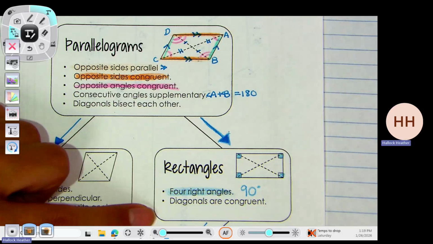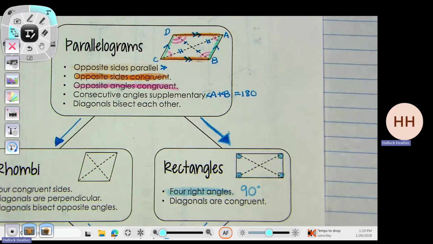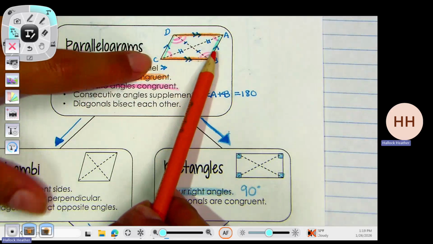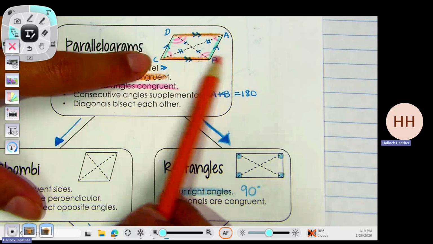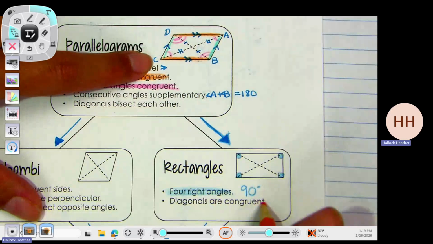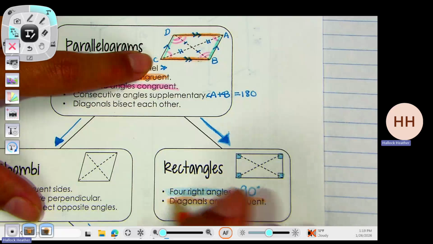The next one says that the diagonals are congruent. So last time the diagonals bisected each other, but they were not congruent. This time, the diagonals are going to be congruent.